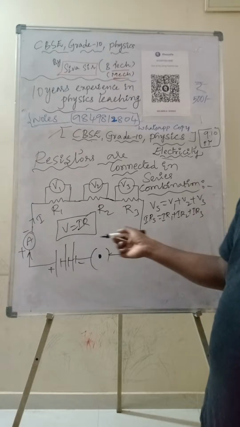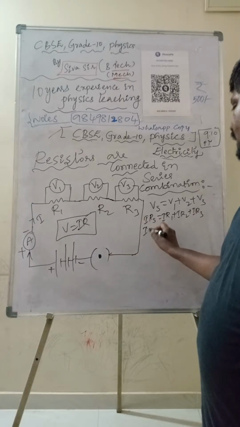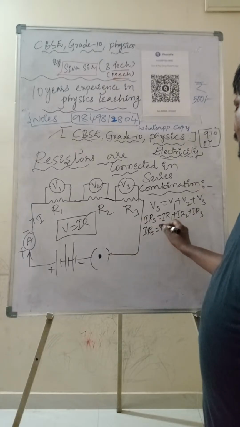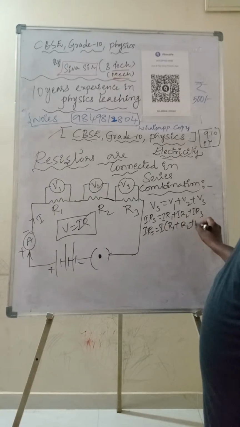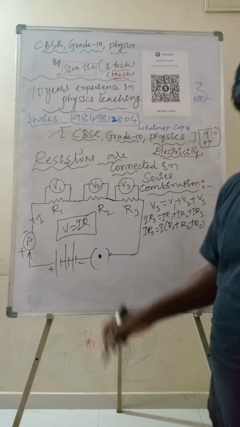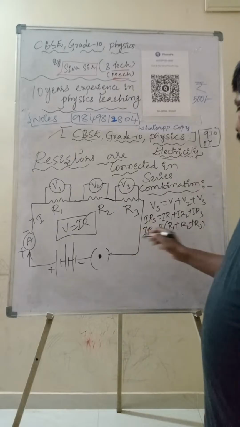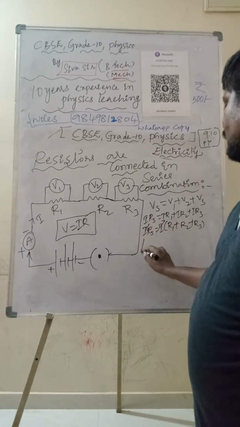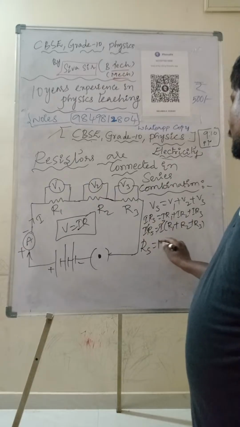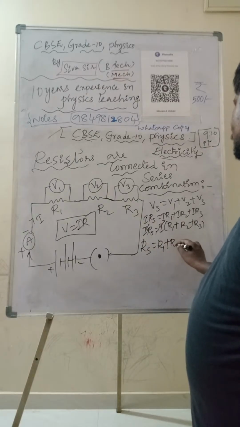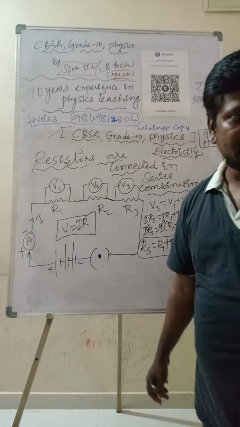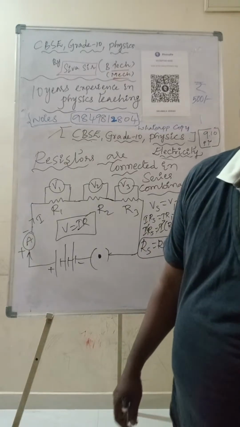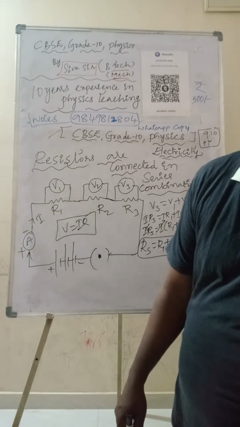We can take I common. I Rs equals I times R1 plus R2 plus R3. Now I gets cancelled. So Rs equals R1 plus R2 plus R3. This is the formula for resistors connected in series combination.